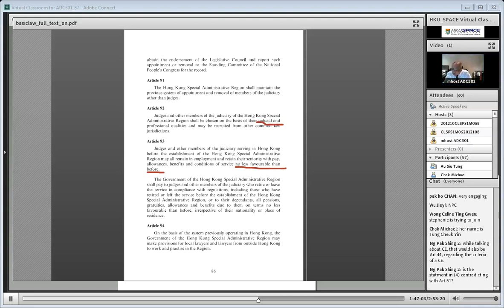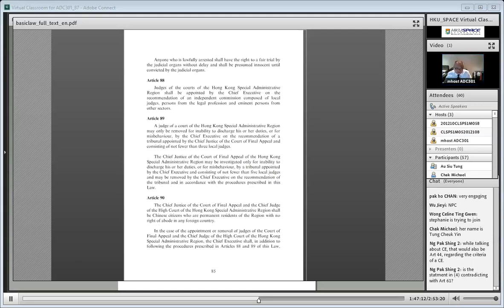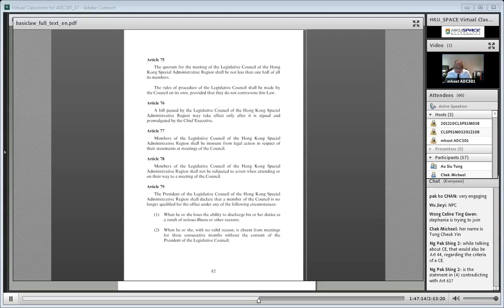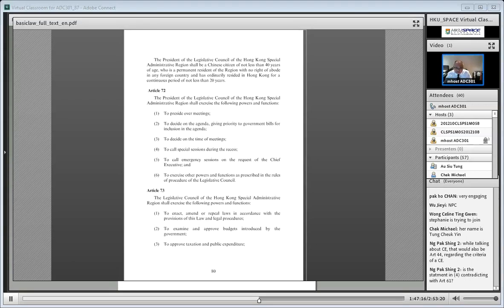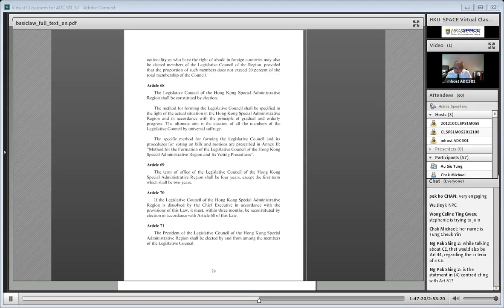The statement in four contradicting Article 61. What? Can you expand on that? In Buck Sing, can you expand on what you just wrote? In four, what is four?